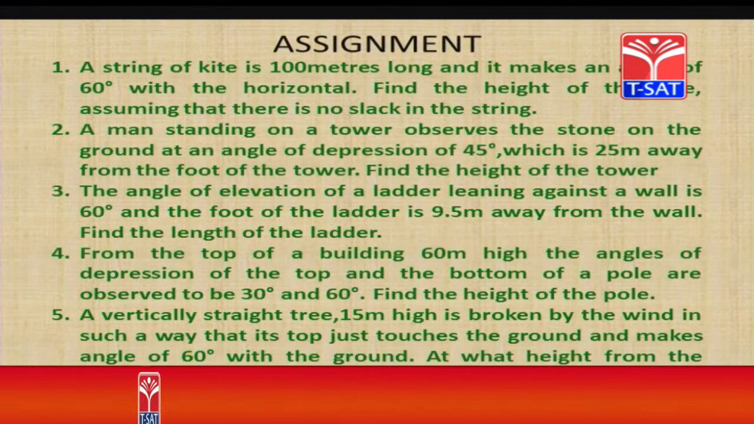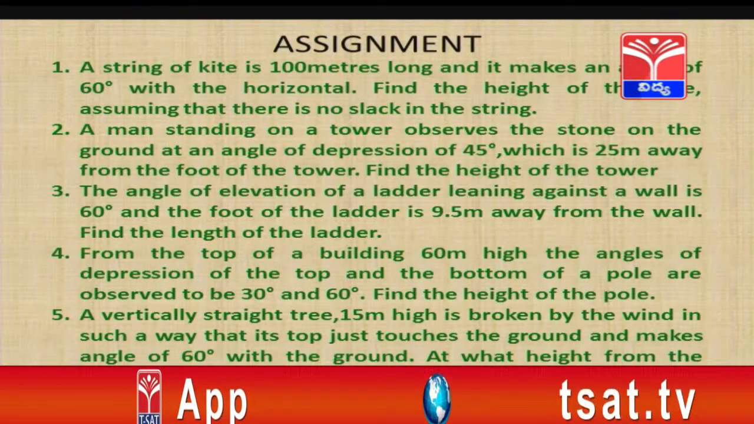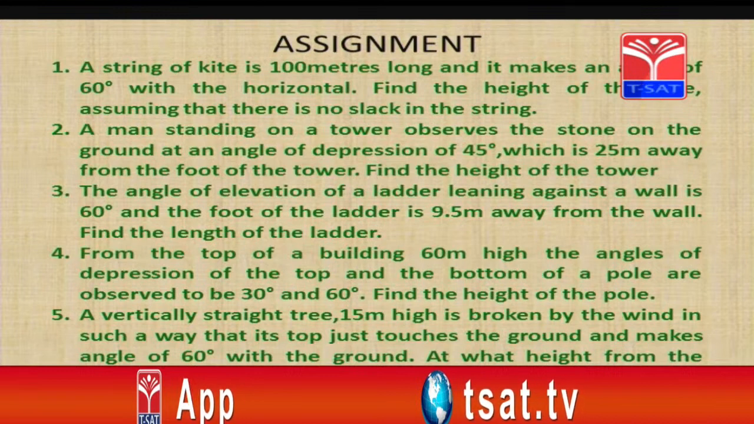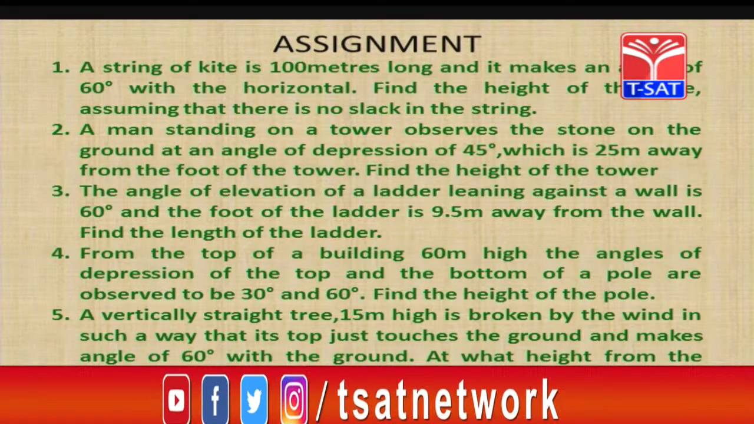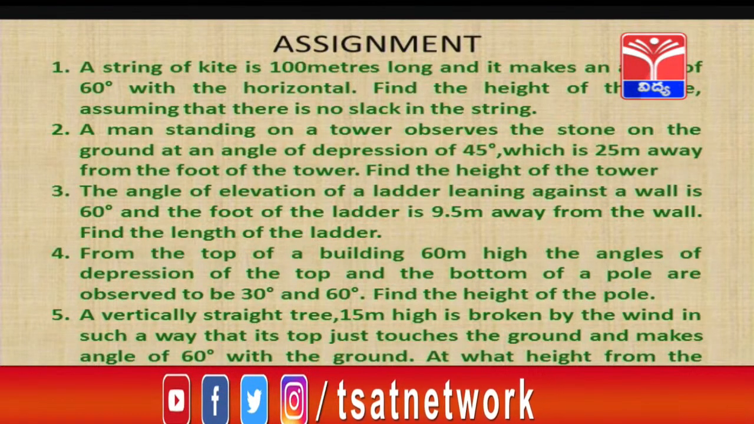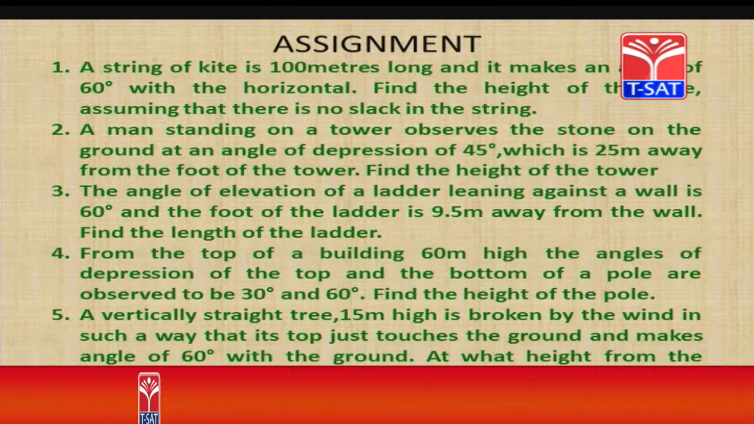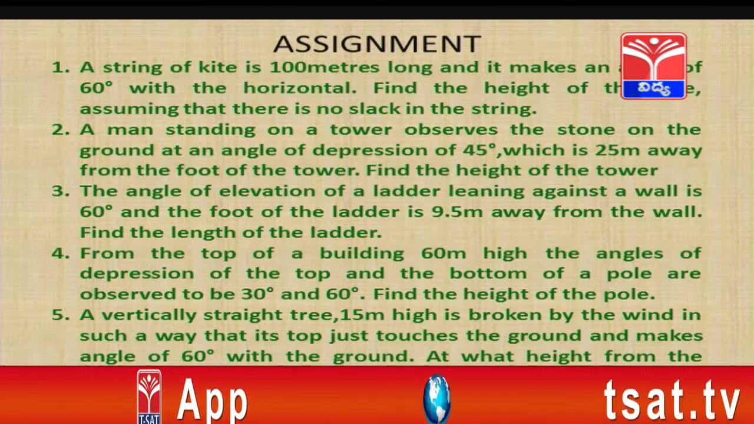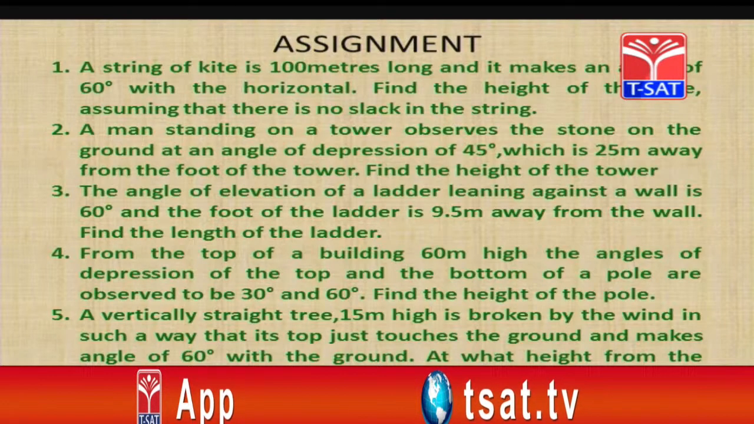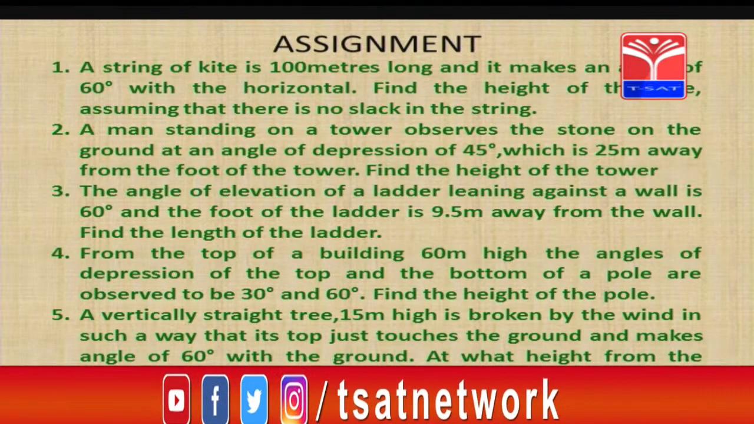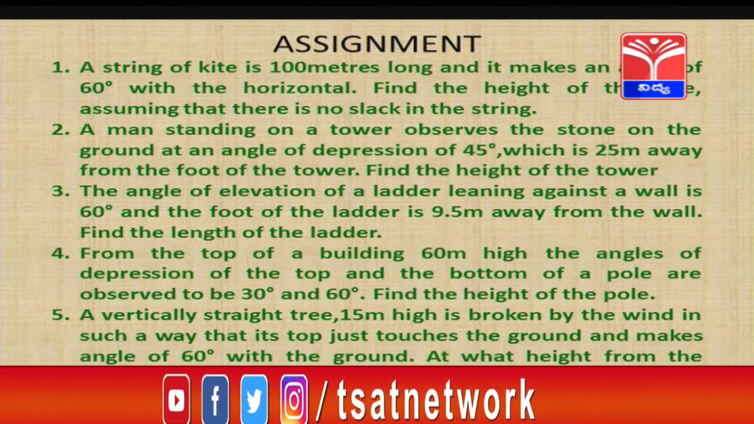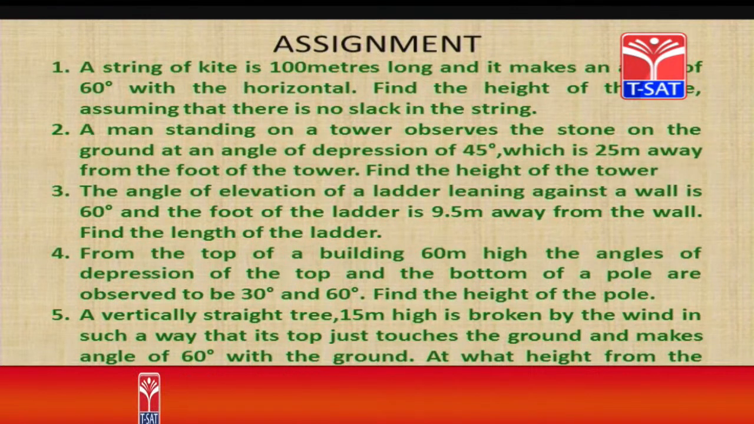So, the assignment is, first question for you: a string of a kite is 100 meters long and it makes an angle of 60 degrees with the horizontal. Find the height of the kite assuming that there is no slack in the string, it is a perfectly straight line, you have to think. The question number 2, a man standing on a tower observes a stone on the ground at an angle of depression of 45 degrees, which is 25 meters away from the foot of the tower. Find the height of the tower.